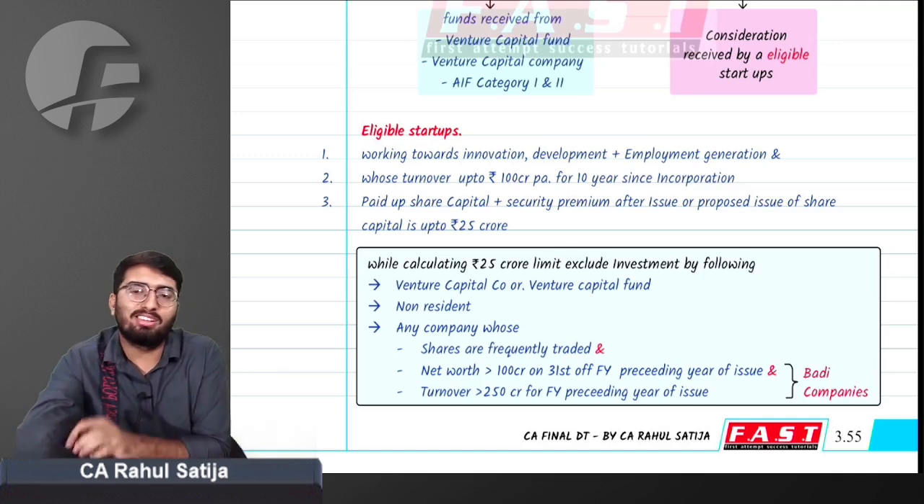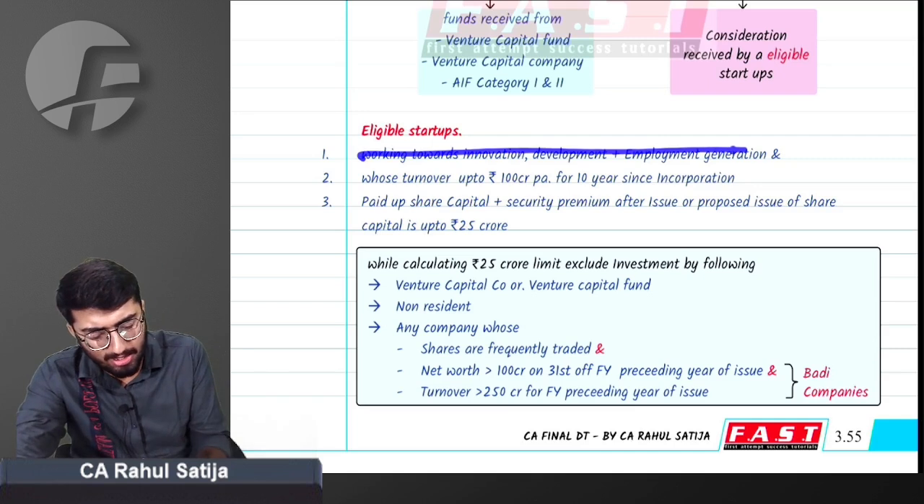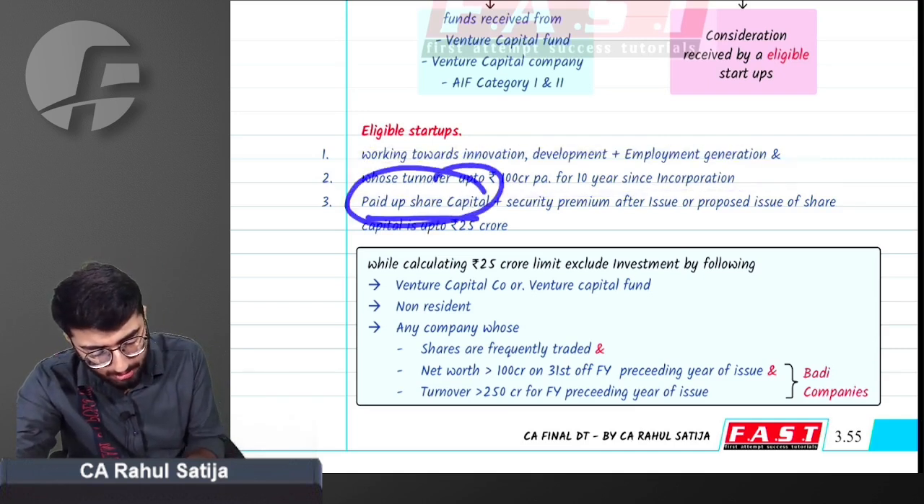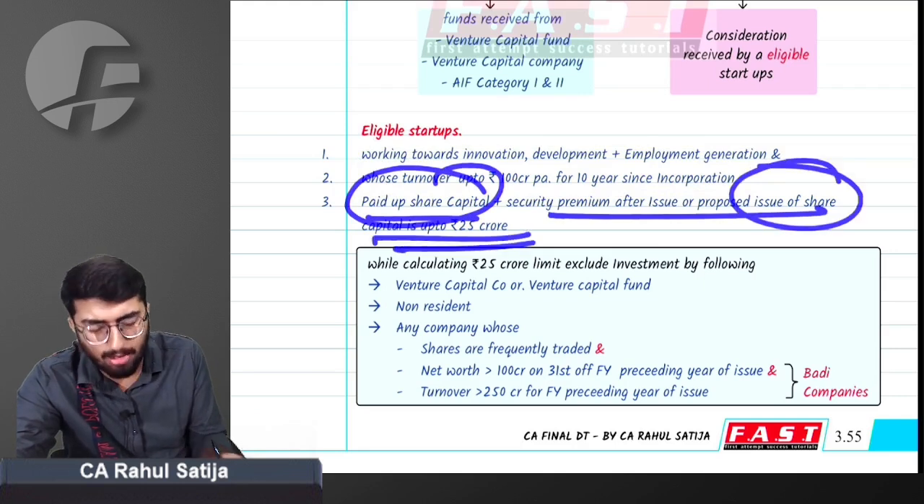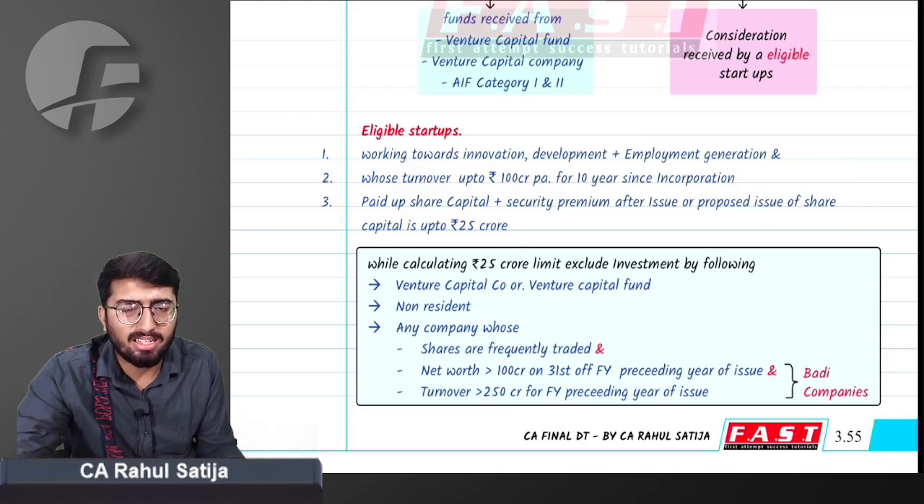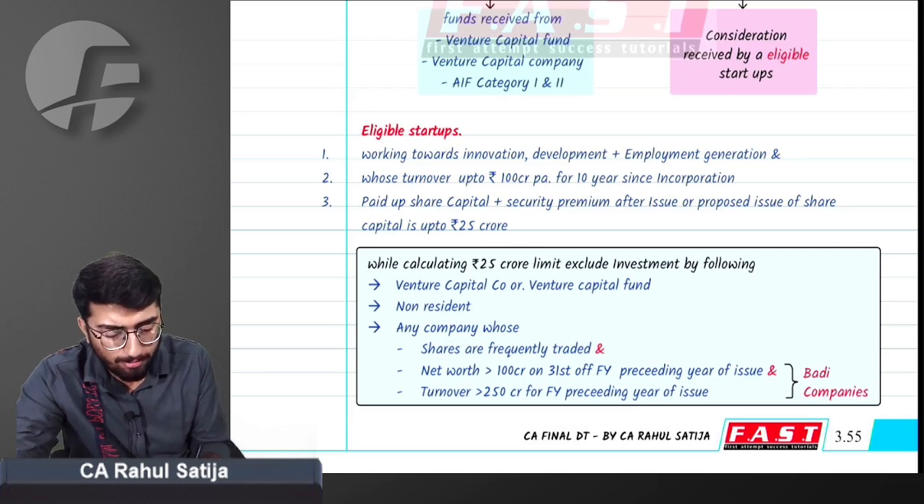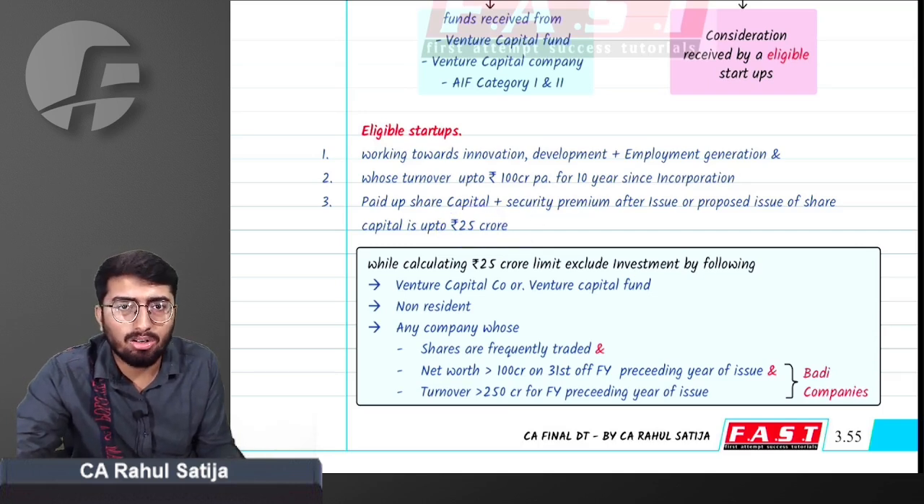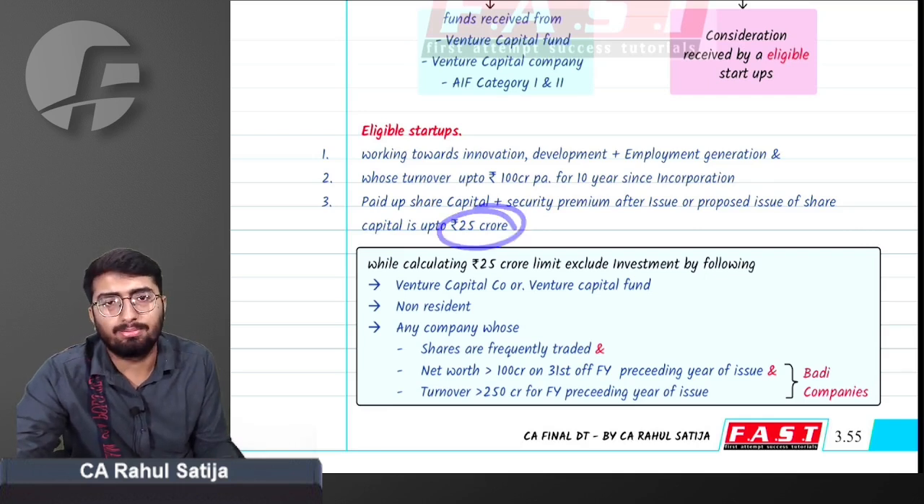Sir, third thing. First was simple, ignorable. Second thing, turnover is per annum. You cannot do anything about this. Third thing, sir, paid up share capital plus security premium after issue shall be up to 25 CR only. Any startup who wants to be an eligible startup now cannot have paid up share capital or security premium exceeding 25 CR.